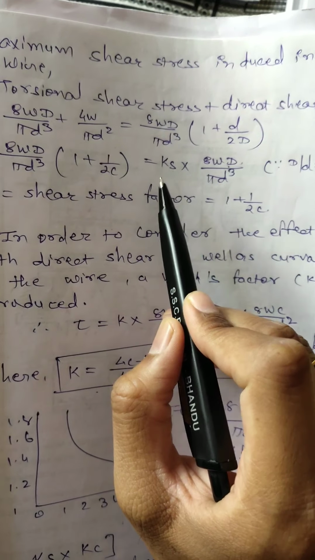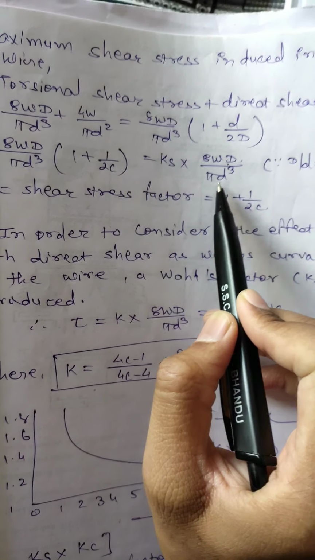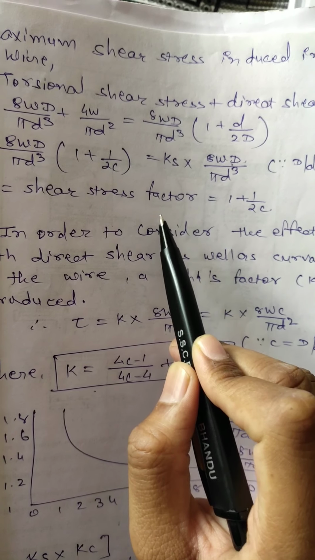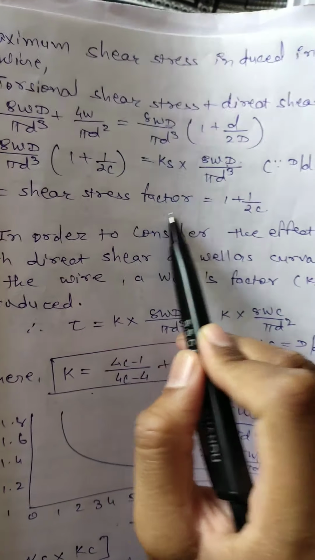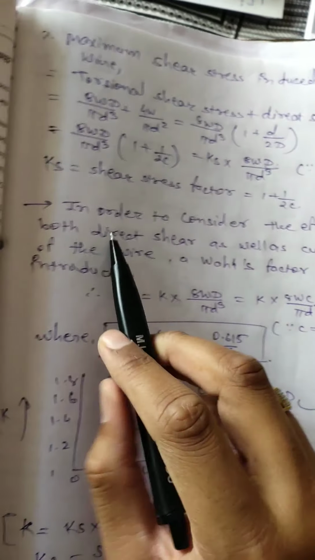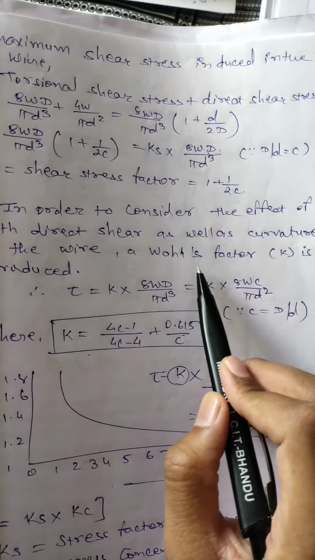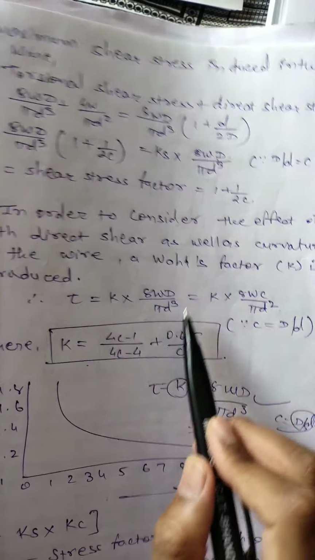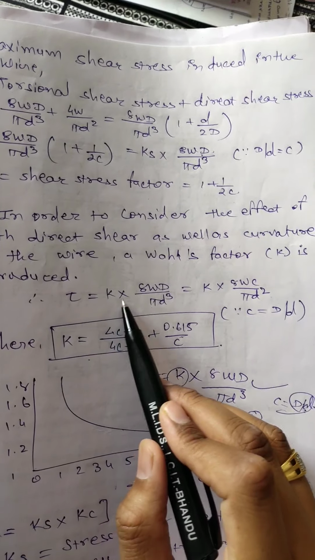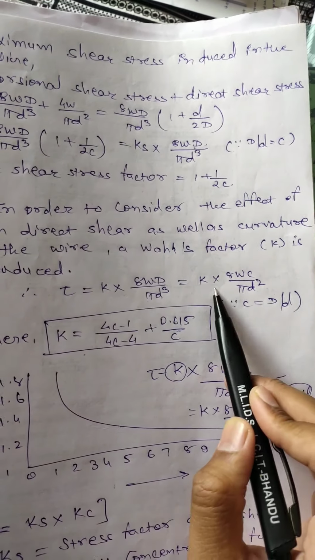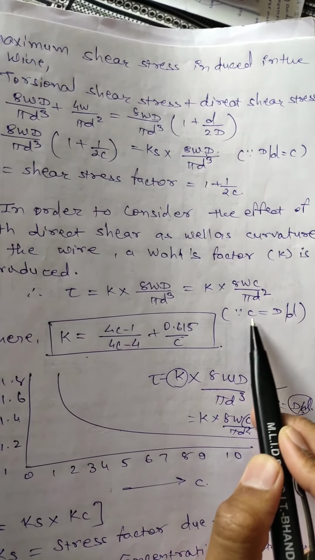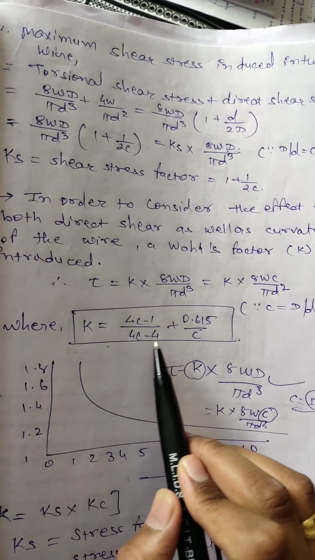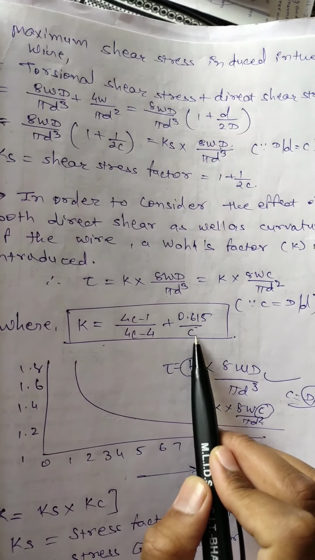It means tau is equal to Ks multiplied by 8WD upon pi d cube, where Ks is the shear stress factor, the most important factor for numerical solving, where Ks is equal to 1 plus 1 upon 2C. In order to consider the curvature effect, we have to consider another factor, known as Wahl's factor. Wahl's factor: tau is equal to K multiplied by 8WD upon pi d cube. It means K multiplied by 8WC upon pi d square, where C is equal to D by d, where Wahl's factor K is equal to 4C minus 1 upon 4C minus 4 plus 0.615 by C.